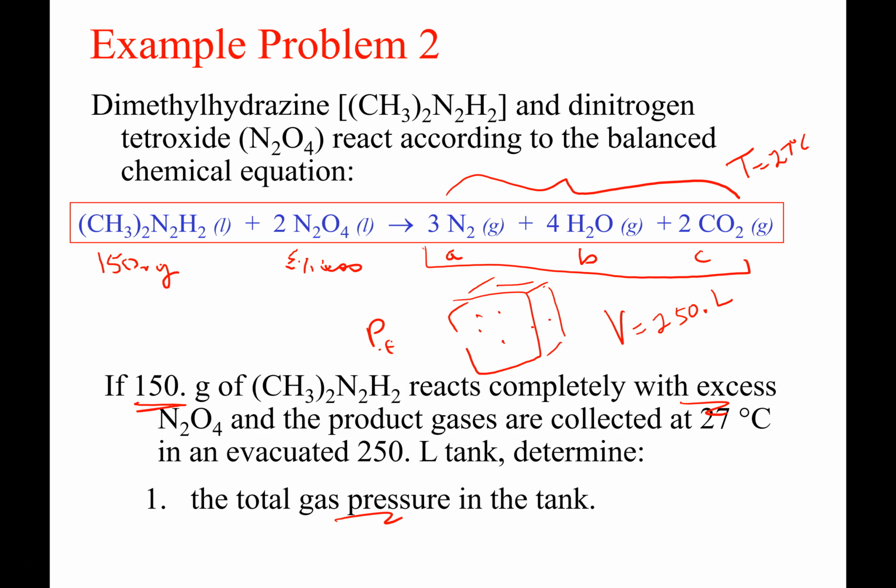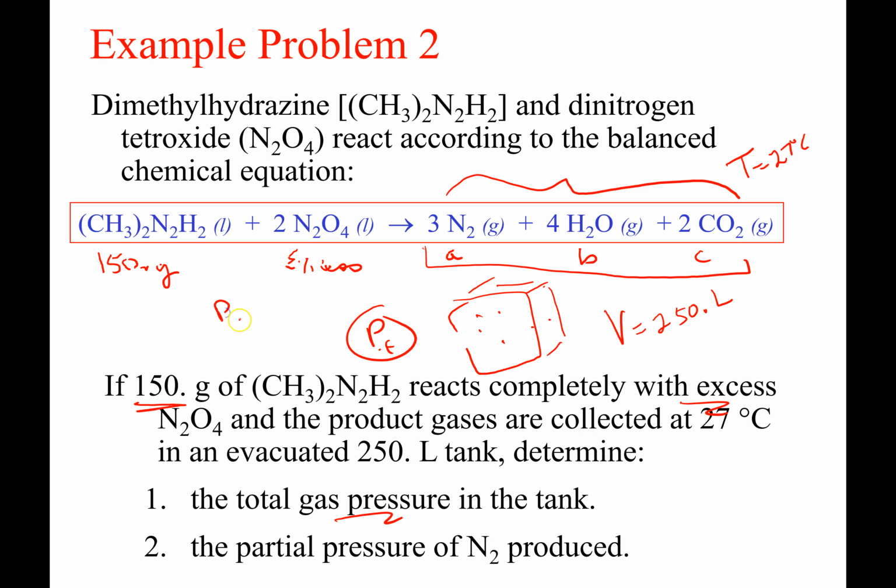We could use stoichiometry with that mass, well, not stoichiometry first, sorry, we could take that mass, use the molar mass of dimethylhydrazine and get to moles of this. And then we can use stoichiometry to get moles of N2, moles of H2O, moles of CO2, get the total moles, and we can plug it into here, right? But there's an easier way. So get the total pressure, and then also get the partial pressure of each component. So we want this, and we want this.